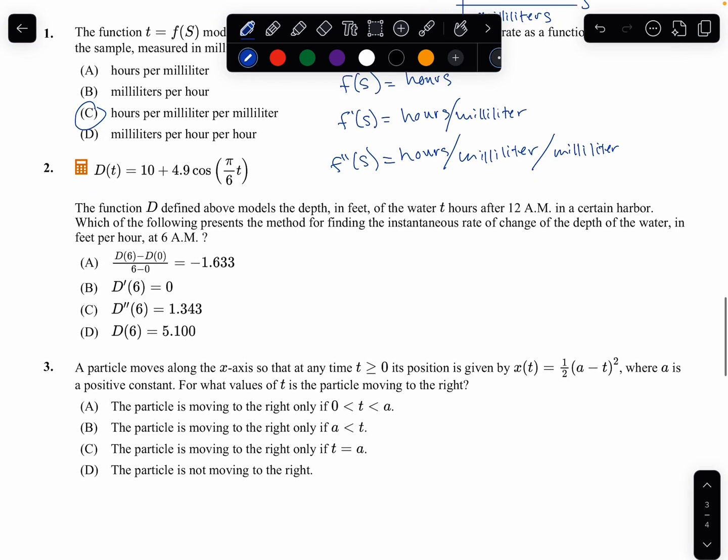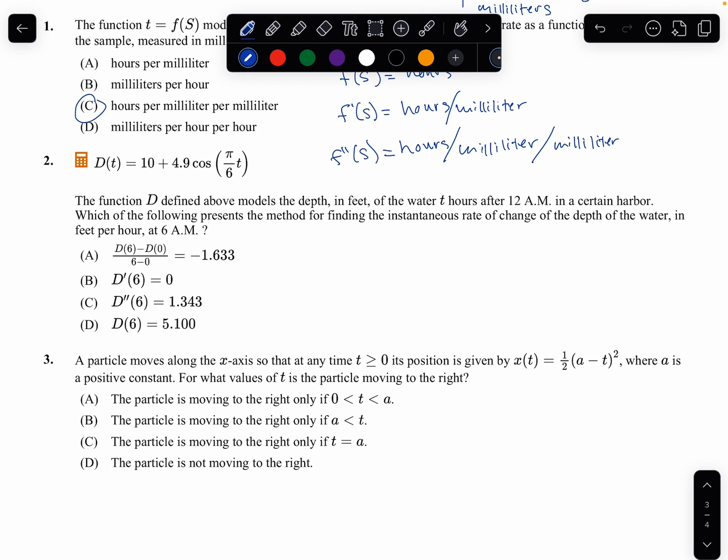Okay, so for 2, we're going to need a calculator. So we're given the function there. The function d defined above models the depth in feet of the water t hours after 12 a.m. in a certain harbor. Which of the following presents the method for finding the instantaneous rate of change of the depth of the water in feet per hour? Wait, why do I need a calculator for this? Oh, I guess to actually find the derivative. So, which is the correct one?